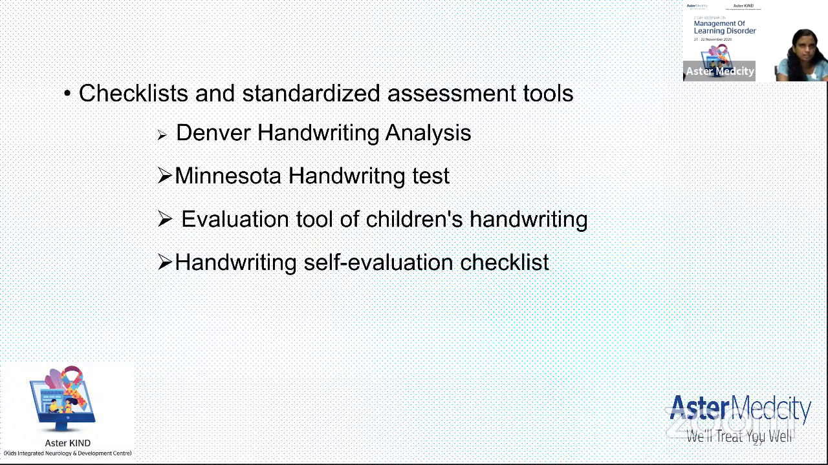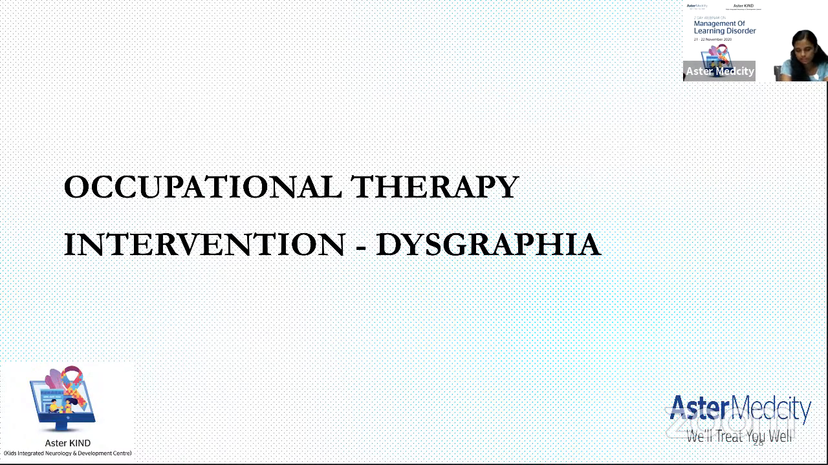Next is the Evaluation Tool of Children's Handwriting. This evaluates the child's manuscript as well as cursive writing. It is used for children from grade 1 to 6, and the scale focuses more on the rate and legibility of the children's work. Next is a handwriting self-evaluation checklist that can be used by the children themselves. The checklist may contain questions to monitor their letter formation, sizing, spacing, line awareness, letter positioning, speed, neatness, and their legibility.